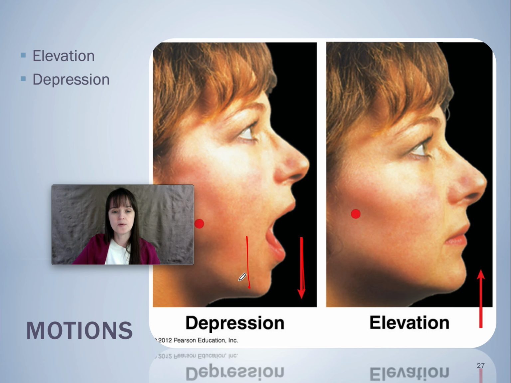Depression is when you open your mouth. Elevation is when you shut your mouth. So when you chew, the chomp part is which? The chomp part is the elevation. But to open your mouth to get the food in your face is depression, elevation. So again, on the shoulder, elevation, depression.